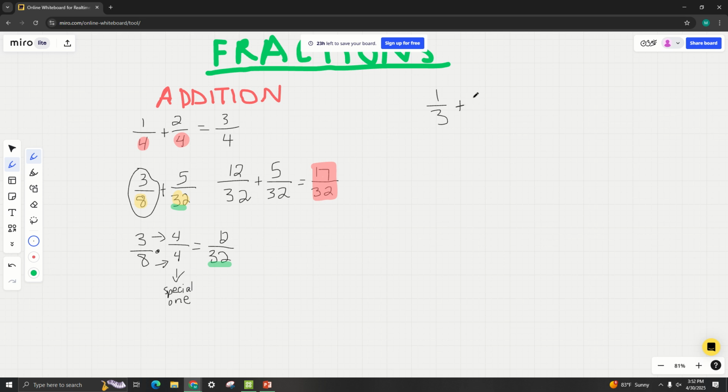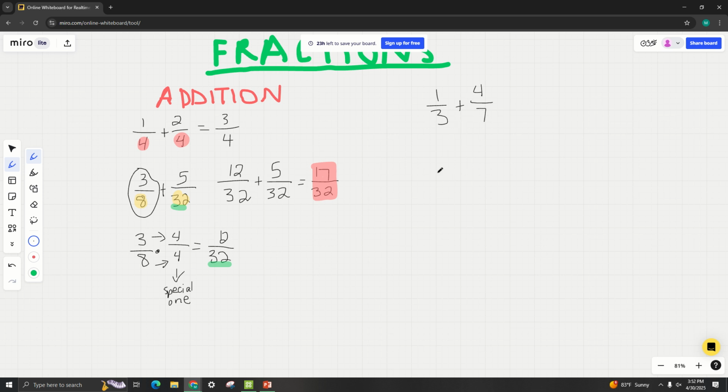1/3 plus 4/7? Well, 3 and 7 are both prime, so it's not quite maybe as simple as it looks. Some of you might already see where I might go with this though. They're not going to have a common number that I can multiply them by to get 3 to 7 or get them to something nice.